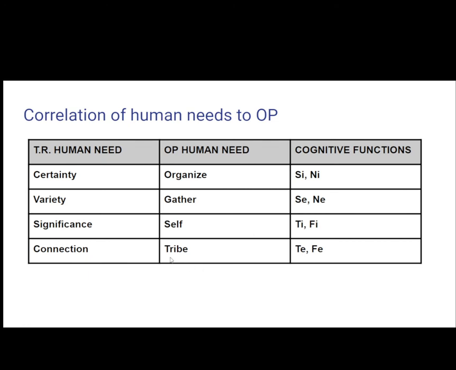So self and tribe are also opposites. Now, everybody has both needs for the self and the tribe, but one is typically stronger than the other. They make up opposite sides of a binary coin.